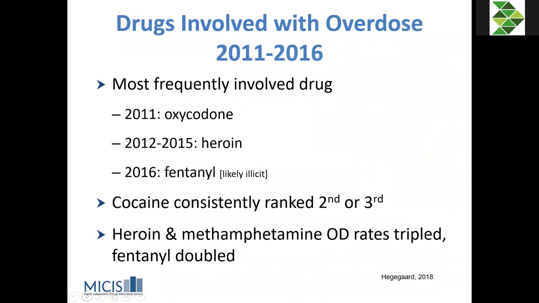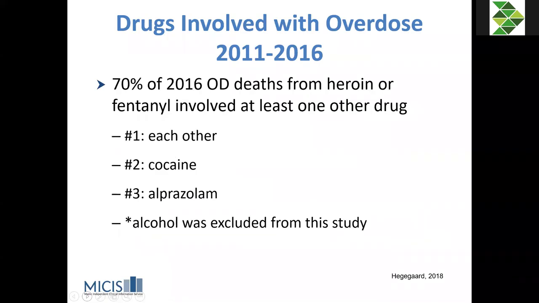Quick stuff about drugs involved with overdose. Most overdoses involve multiple substances: oxycodone, heroin, fentanyl now. Cocaine is making a resurgence, and methamphetamine as well. And we know that 70% of overdose deaths, nationally, with heroin or fentanyl had each other involved in them, as well as cocaine and then alprazolam. They didn't even look at alcohol in this study. Another pointer that alcohol still kills more people, it just does things slowly, sort of the forgotten substance use disorder.